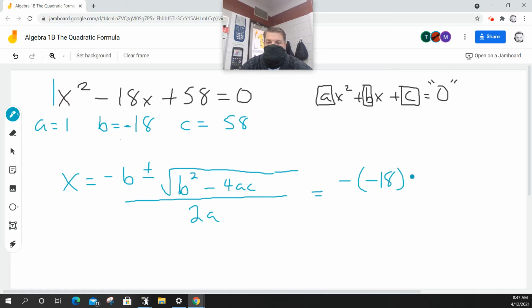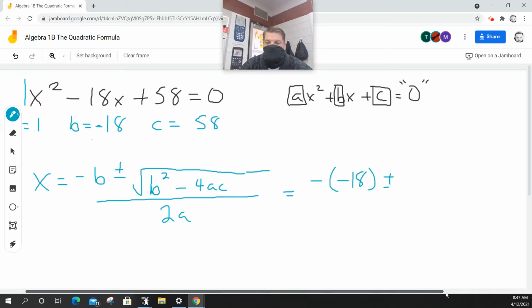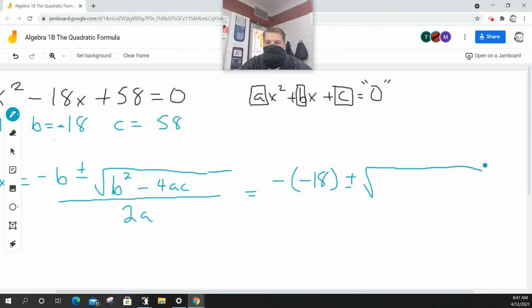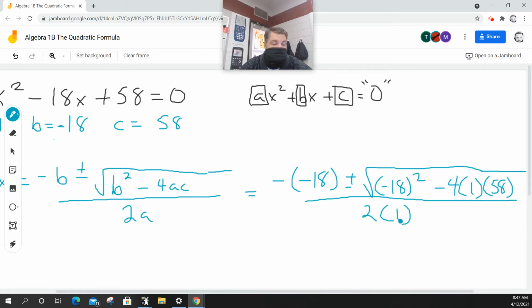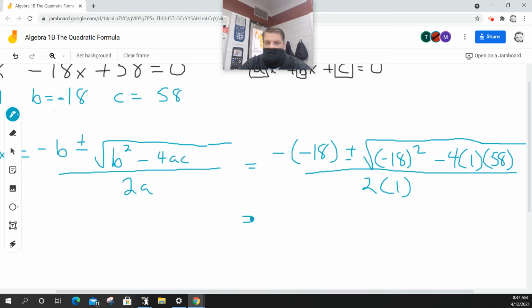It's negative 18 plus or minus the square root of negative 18 squared minus 4 times a, but a is 1, times c, which is 58, all over 2 times 1. Now, this is where it gets a little tricky. On the next line, this becomes a positive 18, right? Negative times a negative is a positive, plus or minus.